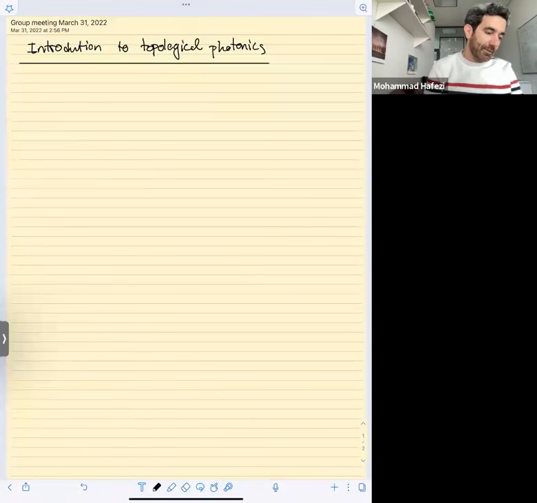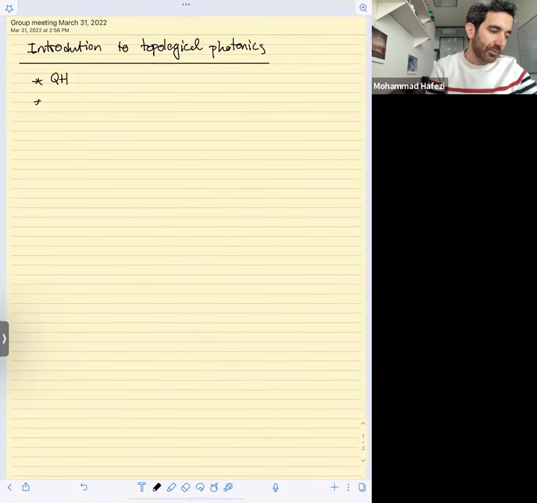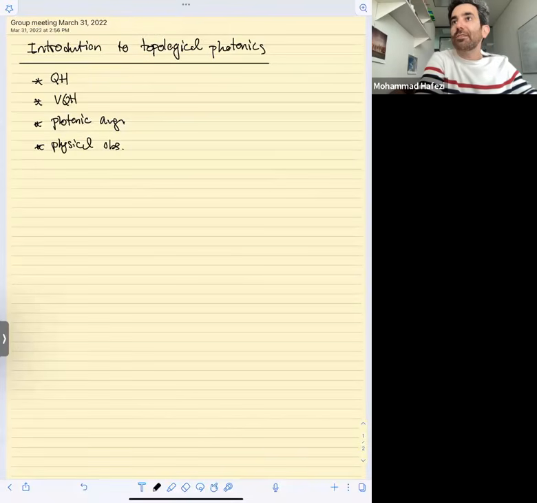So the goal of this lecture, or maybe a couple of them, is to go over basic models of topology. Let's say quantum Hall model, valley quantum Hall model, photonic analog of them, and the physical observables that are relevant to photonic systems. Okay, so that's kind of the course plan.